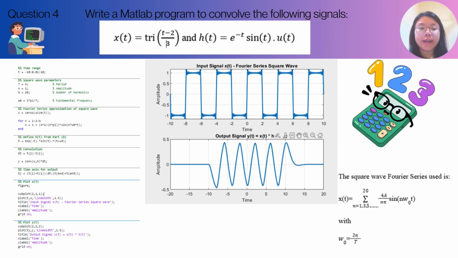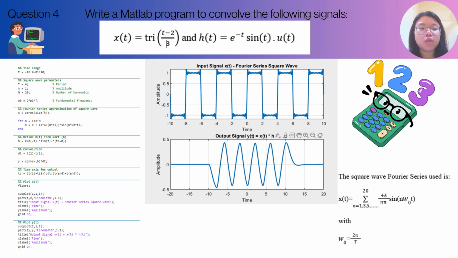We need to write a MATLAB program to convolve a square wave xt approximated using its Fourier series with only odd harmonics and coefficients 4 over a n pi, with a damped sine impulse response ht equals e to the negative t sine t times ut, which starts at t equals 0 and decays exponentially.